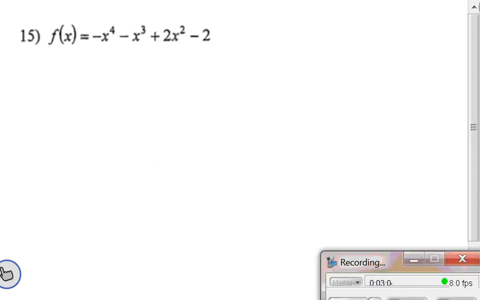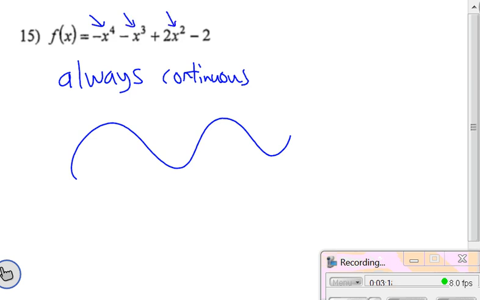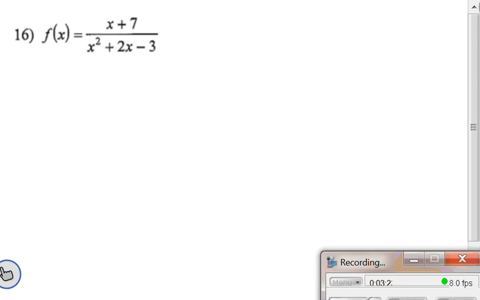Okay, so polynomials like this, they're always continuous. Right? They always are smooth. If you graph them, you can put any number in you want, and all numbers you put in will work.